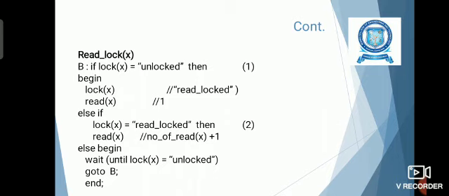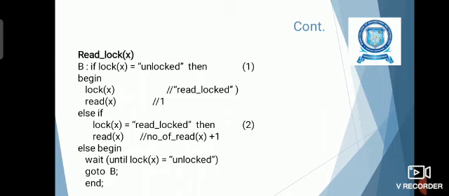So before putting any lock, the transaction will check the present status of the data item. It should be in an unlocked state. So if lock of X equal to unlocked, then the transaction will put the lock by executing the function lock of X. So here lock of X means one transaction is putting read lock. We have to assume it. Then after that, it is performing the read operation by executing the function read of X.